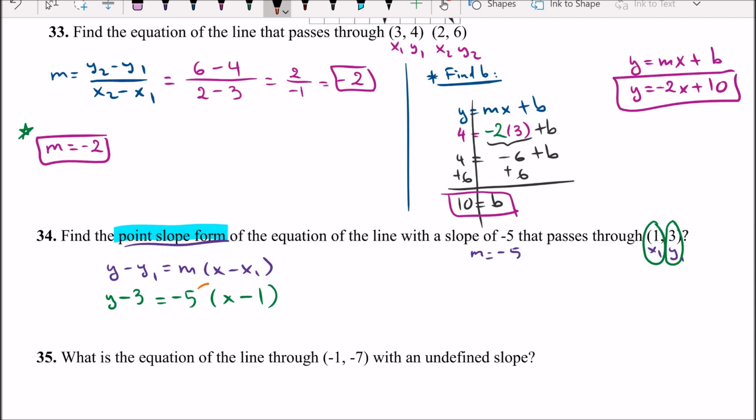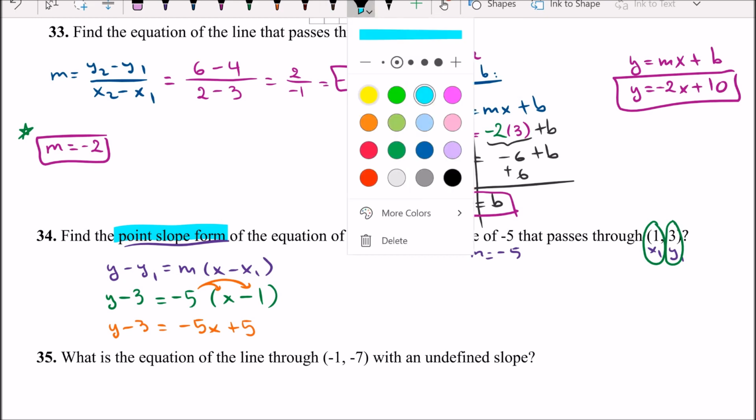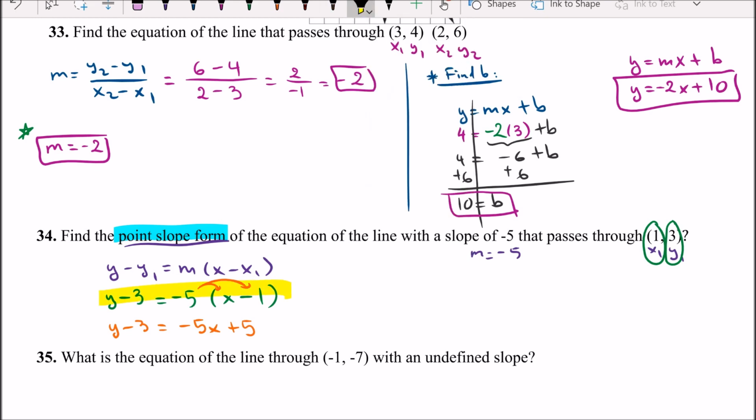Our next step is to distribute negative 5 into the parentheses. y minus 3 equals negative 5x, and negative 5 times negative 1 is plus 5. I'm going to say to get y by itself, because it's my habit to solve for y, but actually the equation is done right at this step. This is point-slope form.